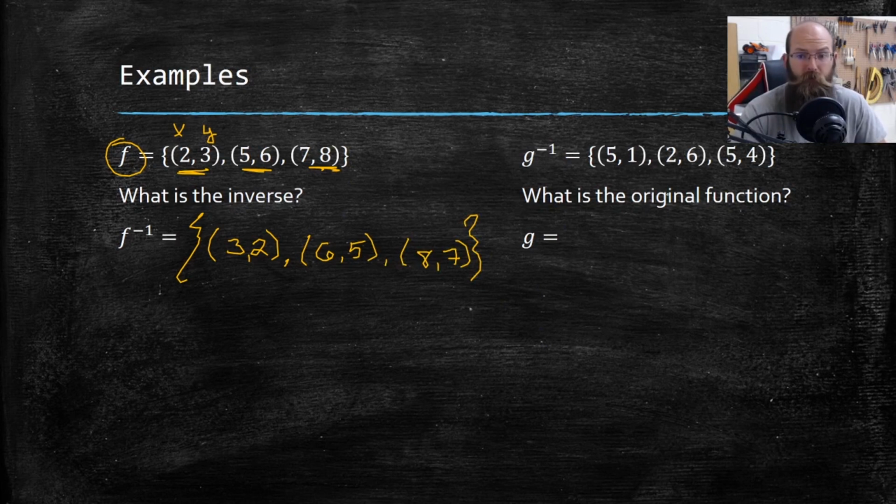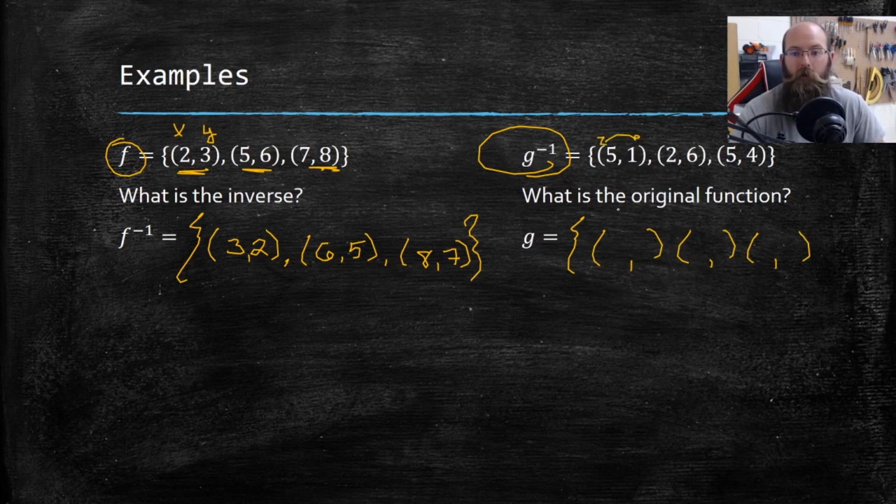Now, what's the original function if I'm given the inverse? Well, I already know these are switched, so I need to switch them back. I start off with my squiggly bracket, and then each of those, there's 3 of them, are a set of parentheses because they're coordinate points. I need to switch my x's and my y's back. So instead of 5, 1, it's 1, 5. Instead of 2, 6, it's 6, 2. Instead of 5, 4, it's 4, 5. That means, too, my domain and my range switch.